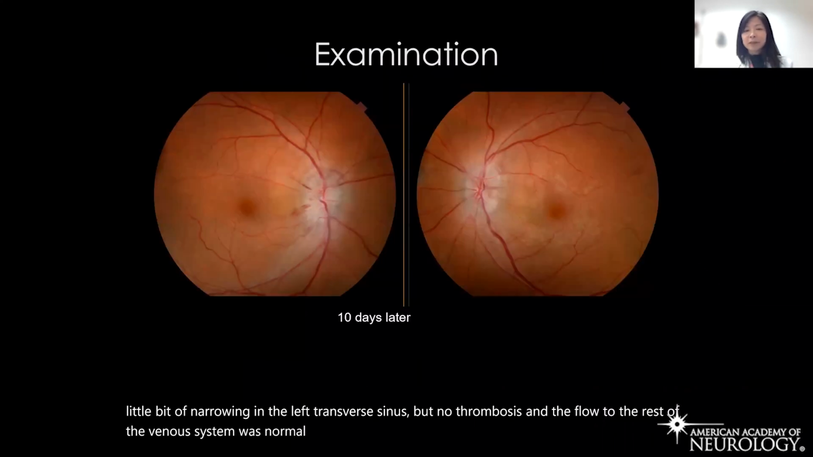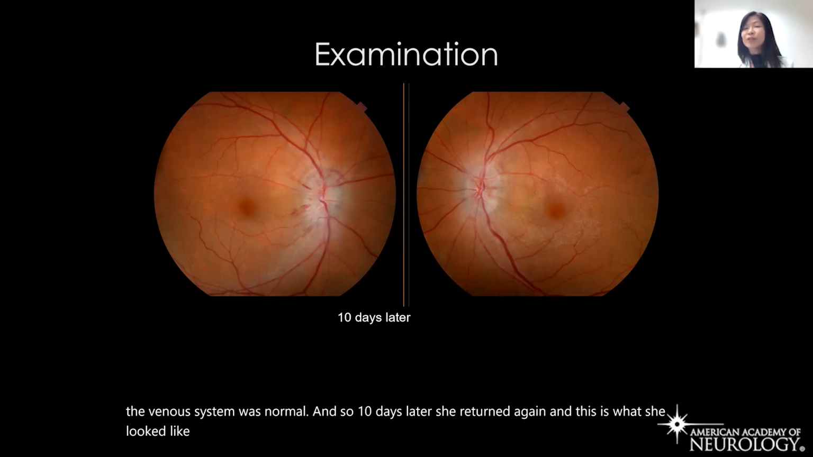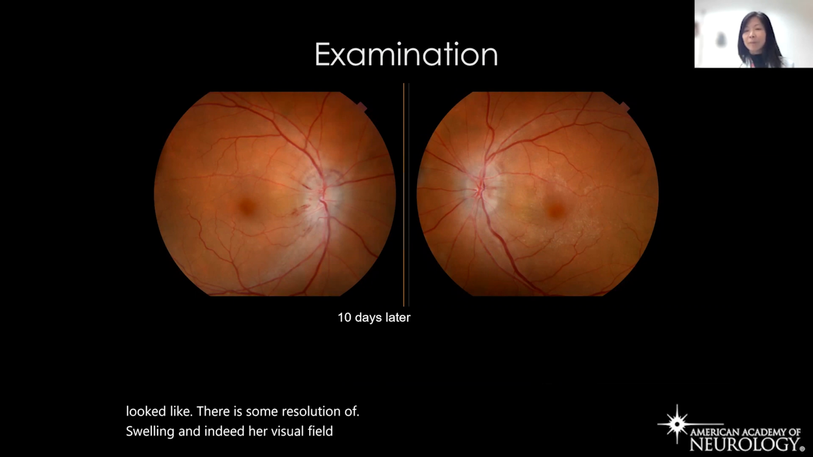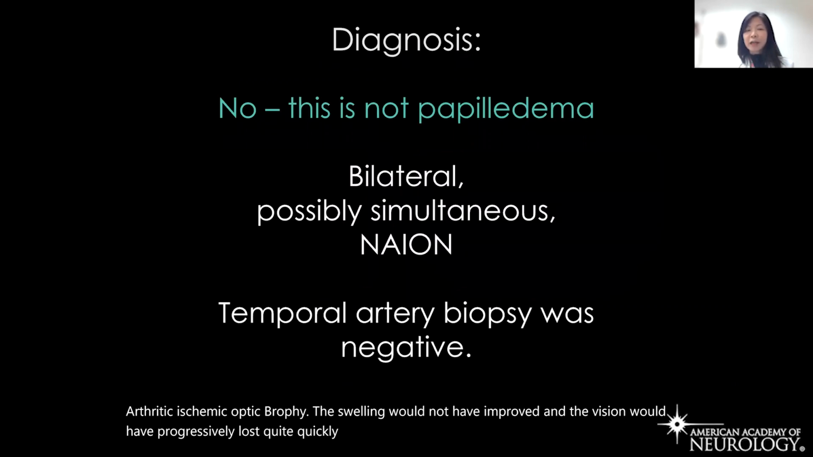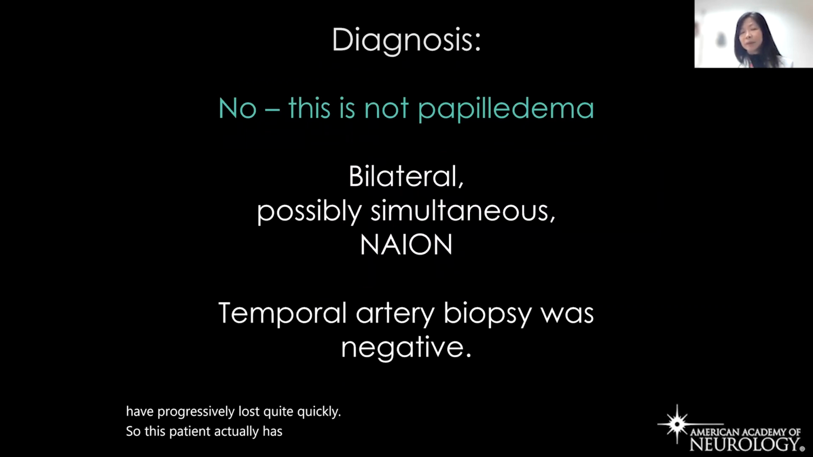And so 10 days later, she returned again, and this is what she looked like. There's some resolution of the swelling, and indeed her visual field remained the same. In patients with arteritic ischemic optic neuropathy, the swelling would not have improved and the vision would have progressively been lost quite quickly. So this patient actually has not papilledema, but bilateral, possibly simultaneous, non-arteritic ischemic optic neuropathy.